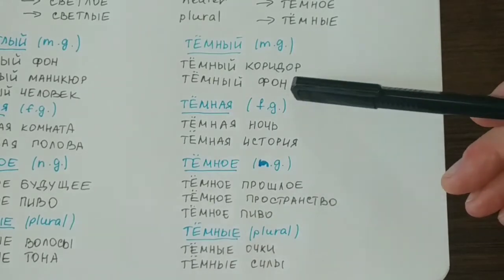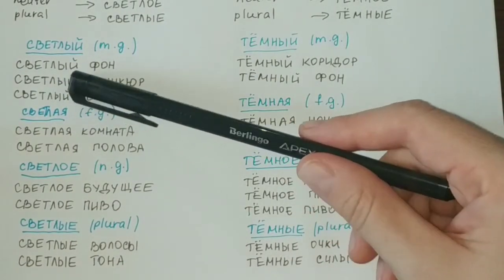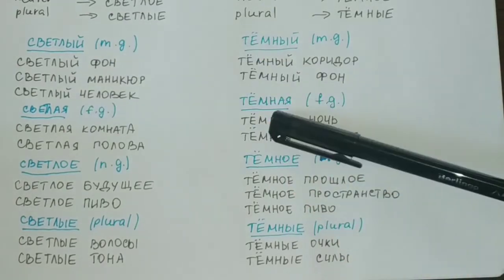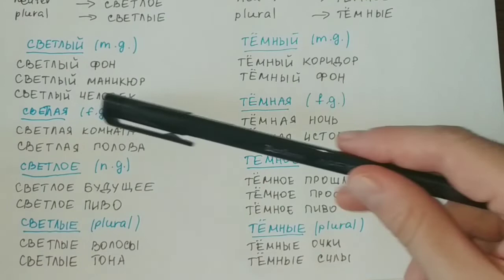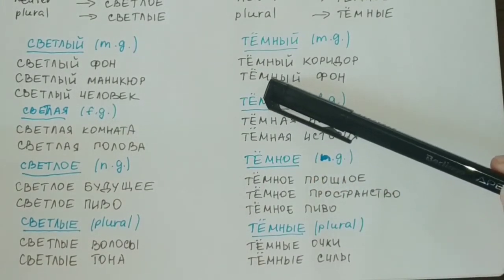Next we have the example corresponding to the example with the adjective светлый. We used there светлый фон, meaning a light background, and here we have темный фон, meaning a dark background. So светлый фон, light background, and темный фон, dark background.